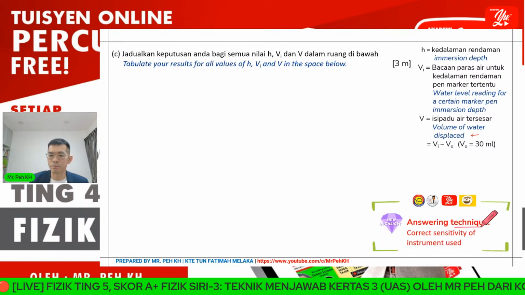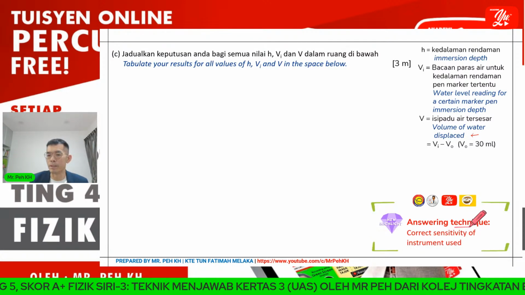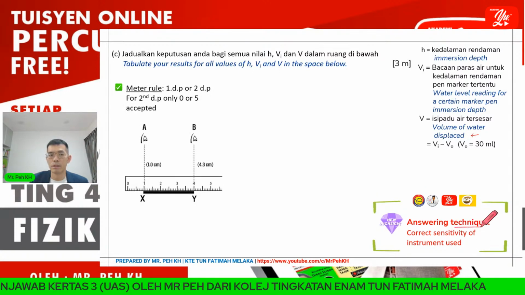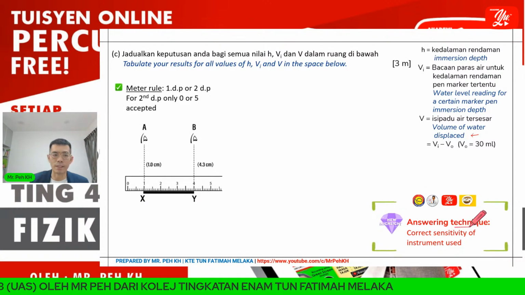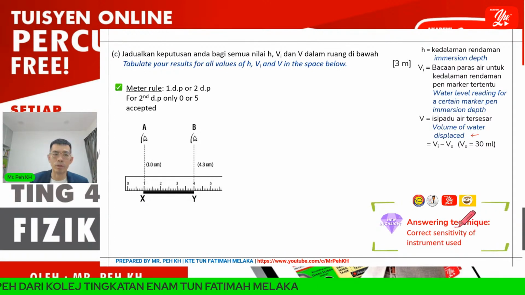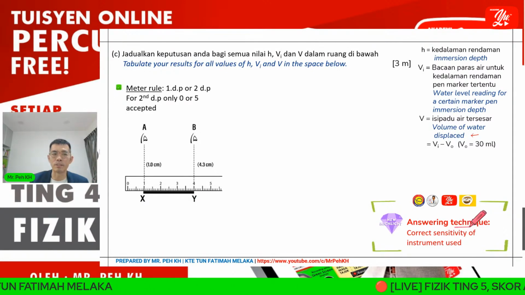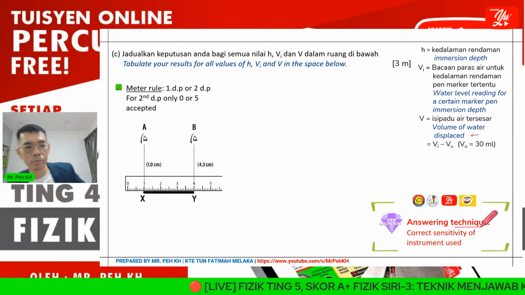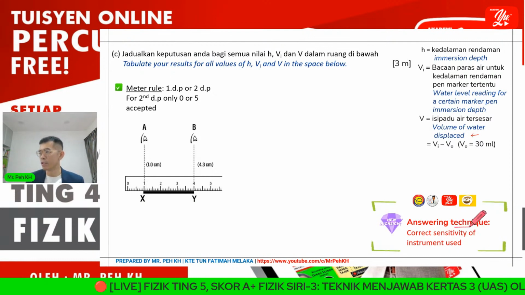Okay, so here, the ticks here will be first the sensitivity of the instrument. So just now, the ruler I discussed with you already, where we can use 1 decimal place or 2 decimal places. The second decimal place must follow 0 or 5 only. Okay, so just now I explained already why. If you missed out the class, you can just watch it back again now.